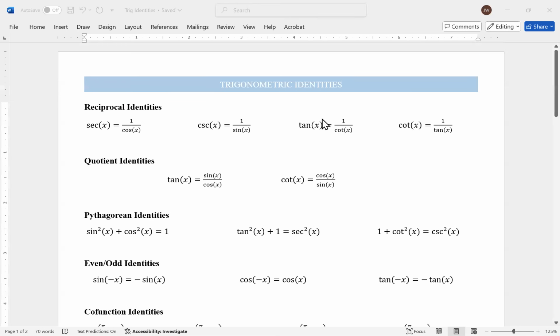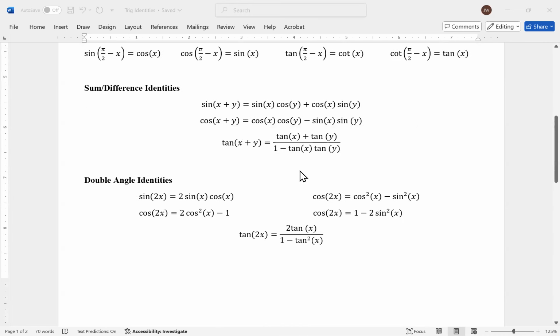Now, I pulled up a trig identity sheet just to show you what I'm going to do in the next step. Cosine of 2x or 2 theta is equal to cosine squared minus sine squared. And so I have something akin to that. I have a cosine squared minus sine squared in my problem.